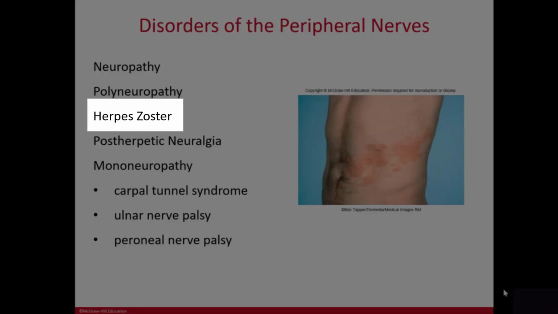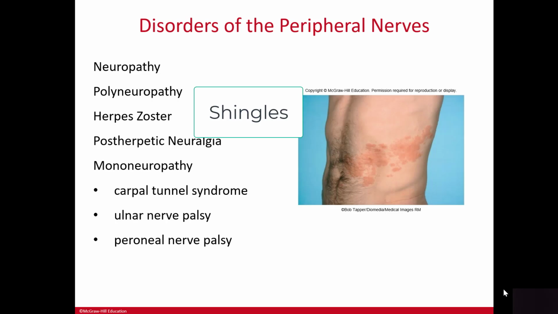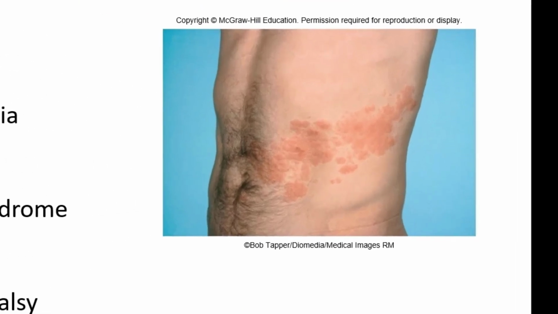Herpes zoster is sometimes called shingles, and this is an infection of the peripheral nerves caused by the same varicella virus that causes chickenpox in children. The virus lies dormant on the dorsal root ganglia and is activated later in life for unknown reasons. It causes painful blisters and lesions along a unilateral dermatome.